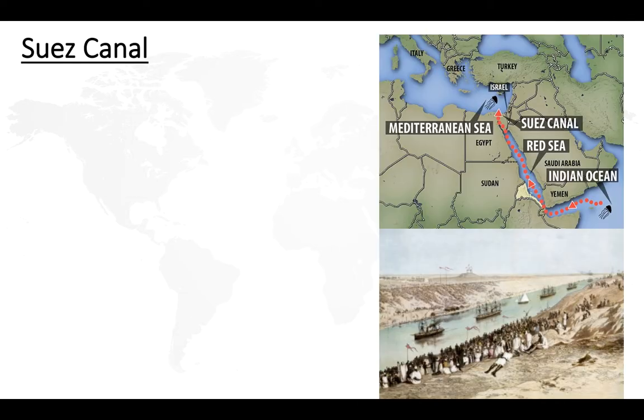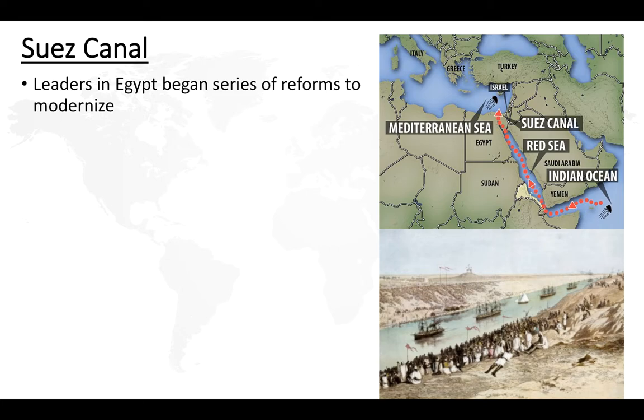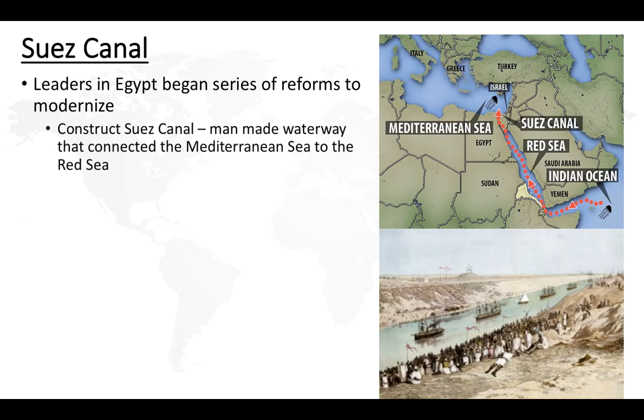One of the last things for imperialism, it's less going into deep Africa and taking resources, and more seeing that British style of control for trade networks that we saw in India. And that's going to do with the Suez Canal, which is a canal that leads from the Mediterranean to the Red Sea, vice versa. So leaders in Egypt began reforms on their own to modernize and industrialize. They started to construct the Suez Canal.